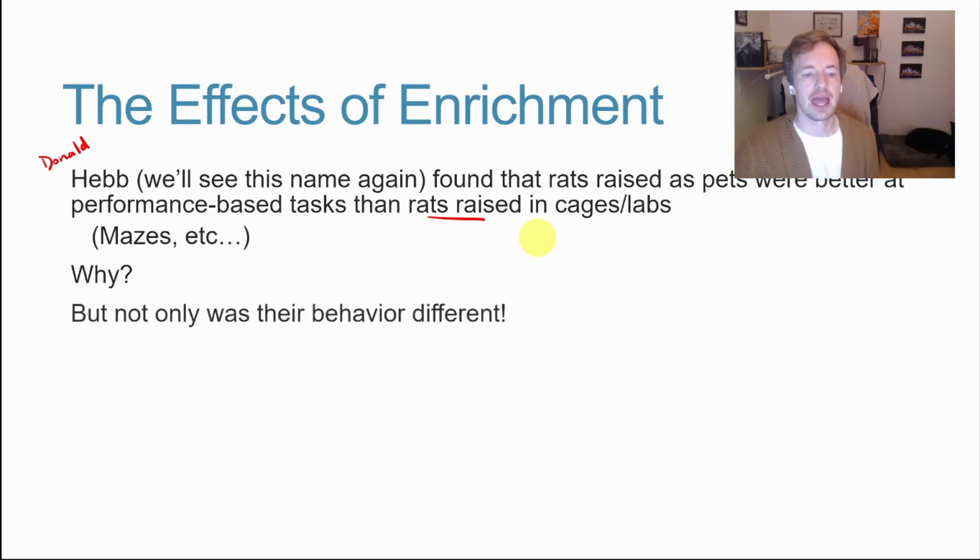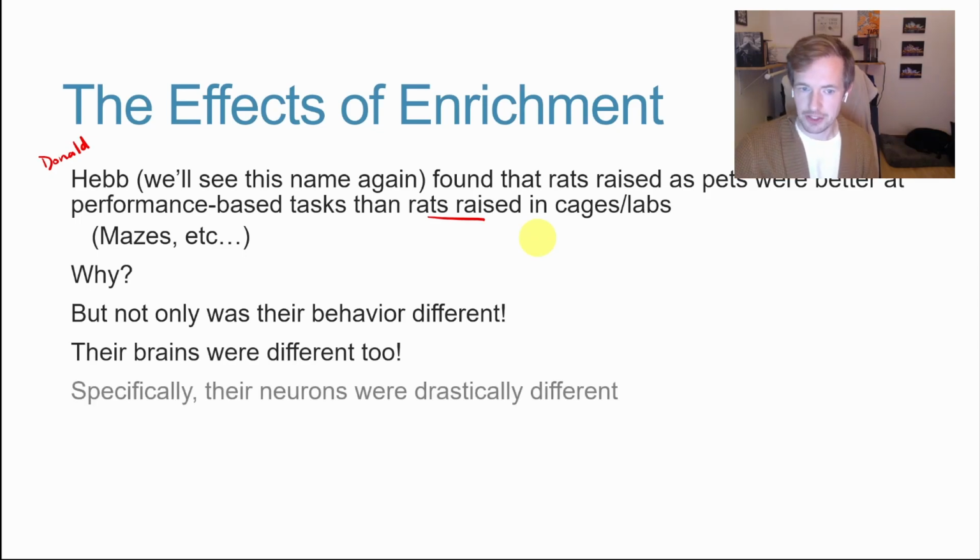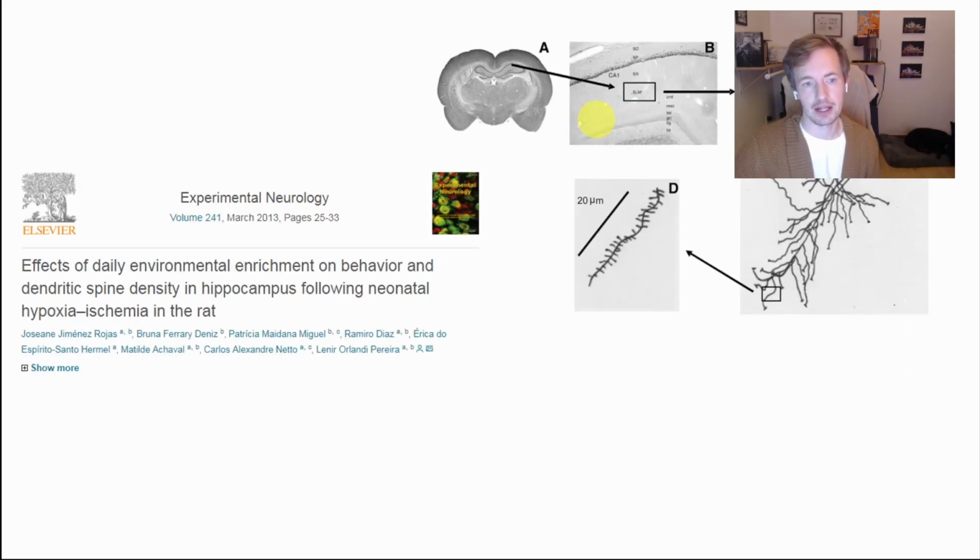So what Hebb suggested was that not only is their behavior different, but after they passed away, he was able to do an autopsy on these rats, look at their brains, and basically found that their brains were quite different too, and they were different at a cellular level. The neurons in the brains of the rats that were pets were fundamentally different than those of the rats that were not.